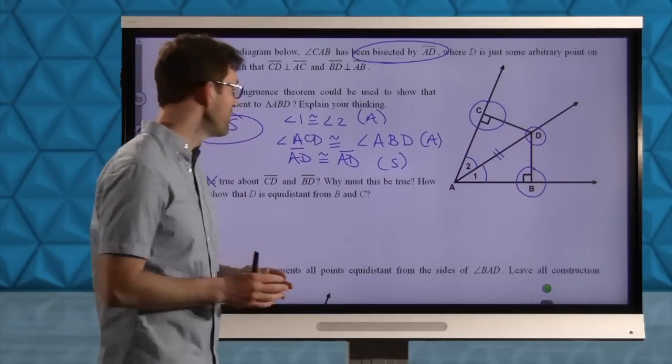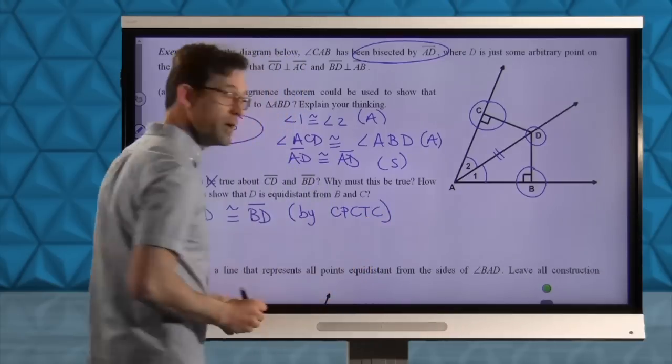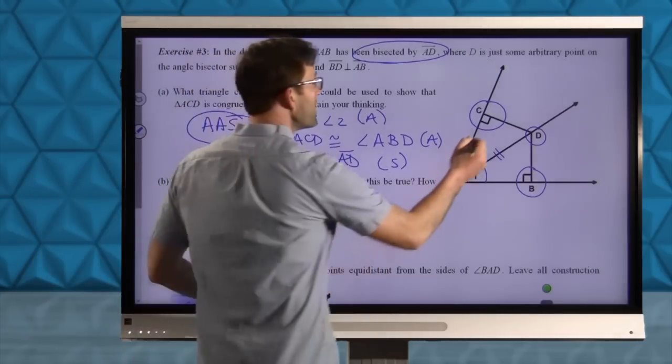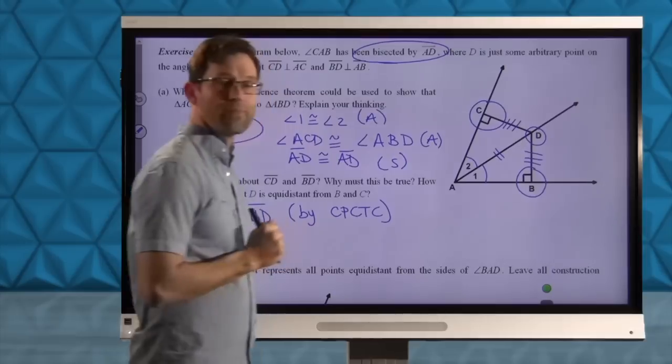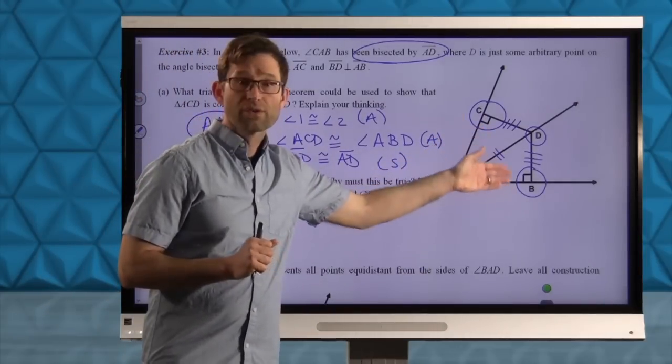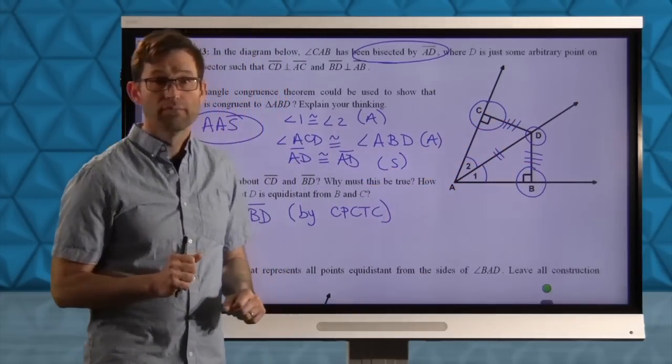All right, let's go through it. Well, CD must be congruent to BD. Why? Because the two triangles are congruent, and because they're congruent, corresponding parts of the two triangles are congruent. So these two things have to be the same length.